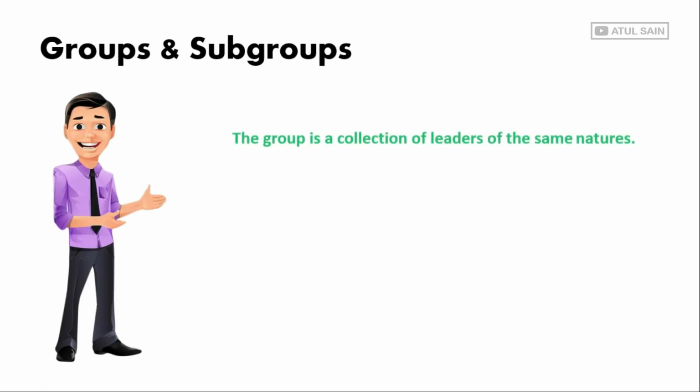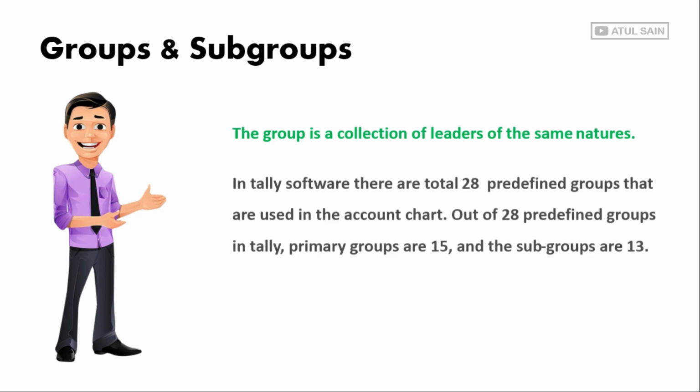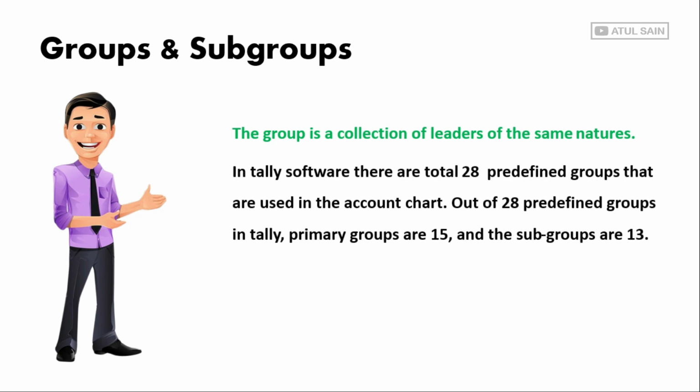If I talk about groups and subgroups in Tally software, a group is basically a collection of ledgers of the same nature. Many ledgers come under a group. In Tally software there are a total of 28 predefined groups that are used in the chart of accounts. Out of these 28, 15 are primary groups and 13 are secondary groups. The secondary groups are created under the primary groups.